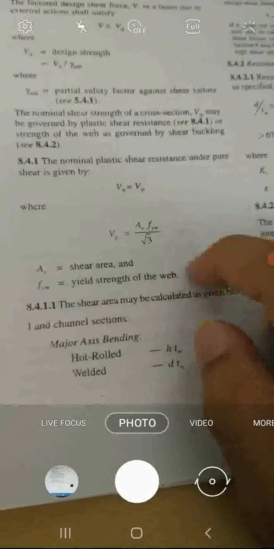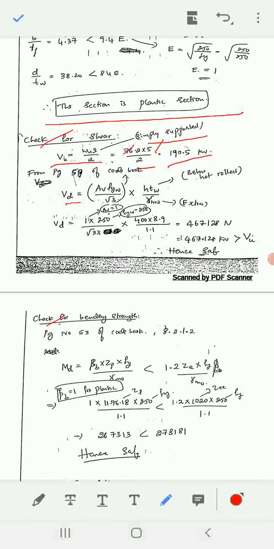for the root 3 you have to multiply with gamma m naught, and the whole is multiplied by the hot rolled STW, that has to be multiplied here in the numerator, and in the denominator you have to multiply with gamma m naught. This formula has to be modified for the Vd formula. Okay, we got the Vd formula here. See, Av fyw root 3 and STW multiplied and gamma m naught multiplied, these two are extra from the code book.